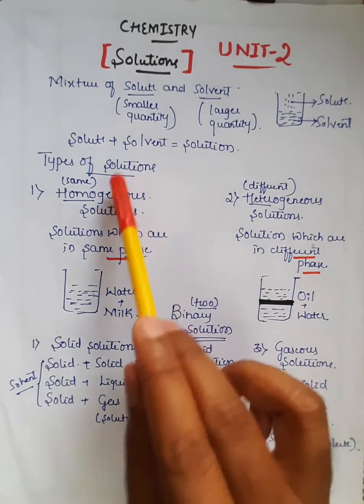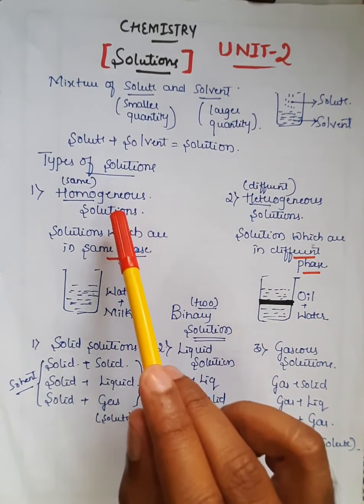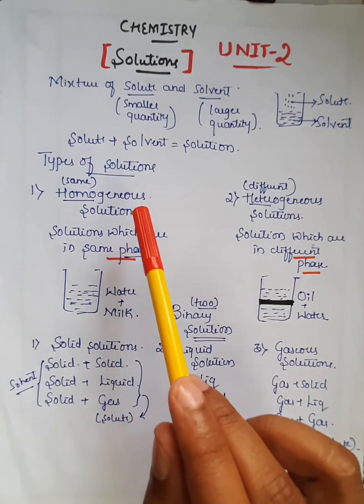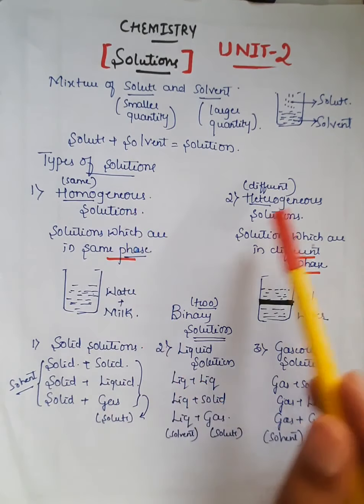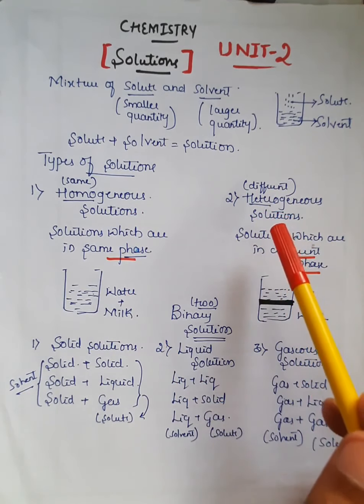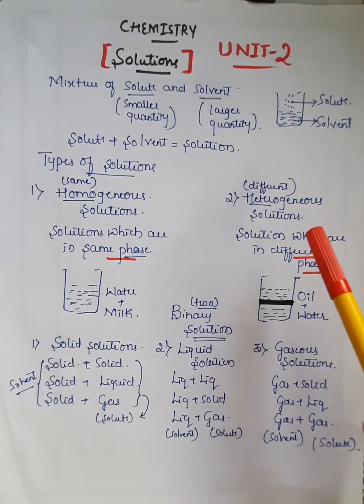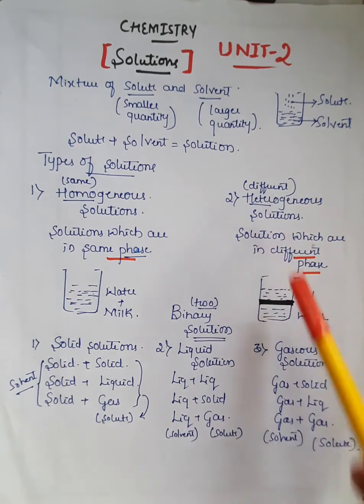Therefore, the solutions are further divided into two types. One is homogeneous, which means the solute and solvent are in the same phase. And in the case where the solute and solvent are in different phases, which means the solutions are not miscible, if they are immiscible, they are generally called heterogeneous solutions.